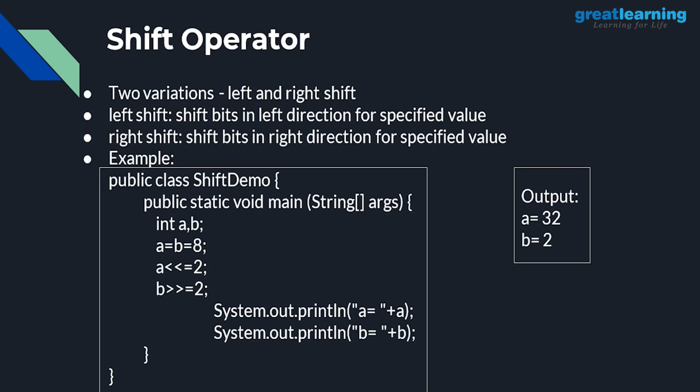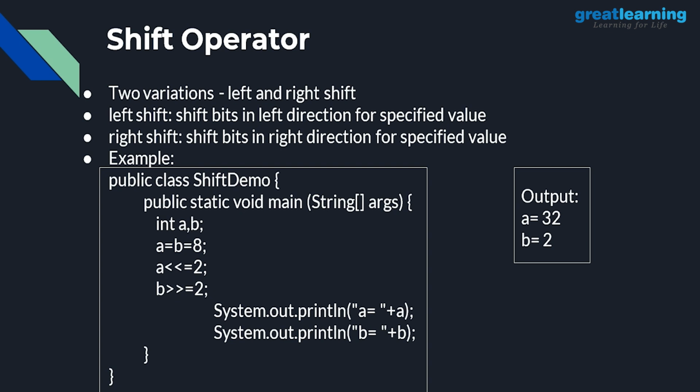Now quickly let's go on to the shift operators. What do we mean by shift operators? Whenever we use shift operators, the value inside the variable is converted into binary, then a shift happens. There are two types of shift, left shift and right shift. Left shift means shifting the bits in the left direction by the specified value. If you observe this code, first we declare two variables a and b, then we assign 8 to both of them, then we use a left shift operator twice. Internally it will be converted into a 32-bit binary number, and then we shift from the left side.